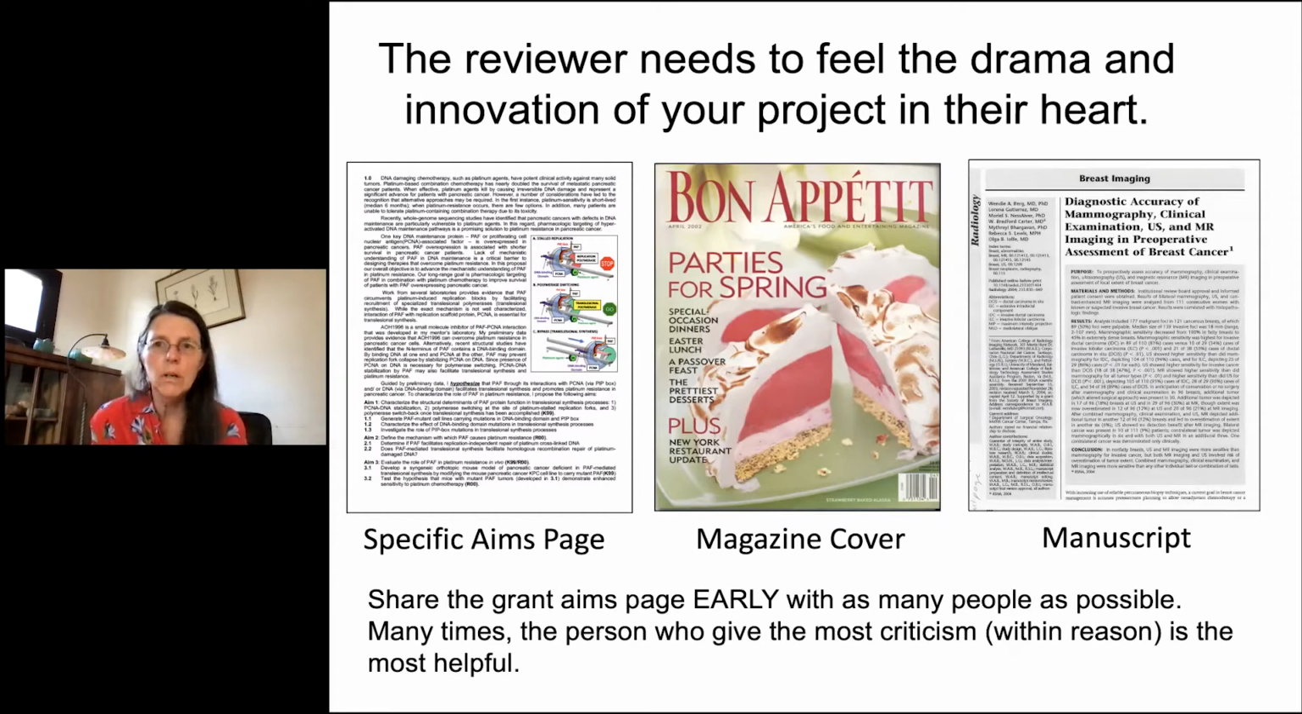So you want to really talk about your grant in a way that gets the reviewer really wanting your application. Having grown up with Sesame Street, we had, one of these things is not like the other. And I would suggest that your aims page is very much like a magazine cover, that it's a way of giving a lot of focused information very quickly. So here, this is your Bon Appetit. This is all about parties for spring. These are the things that they are featuring, plus this. So it's very different from a manuscript where you spend a lot of time leading in and introducing.